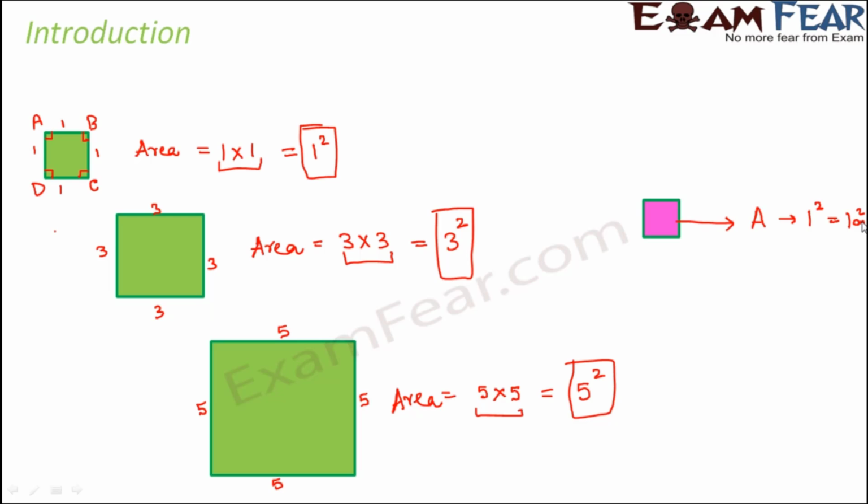Okay. Now let's say that we bring three more identical squares and arrange them like this.